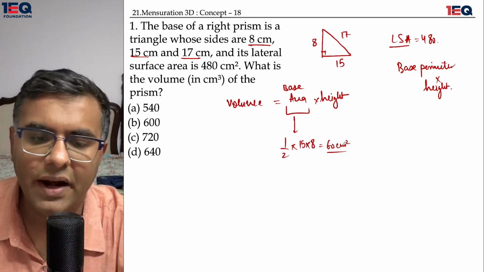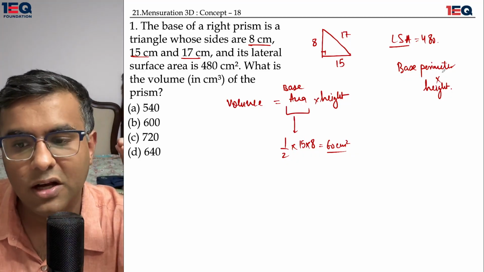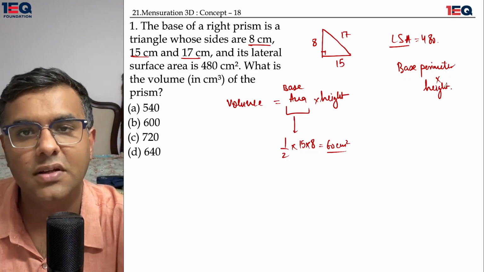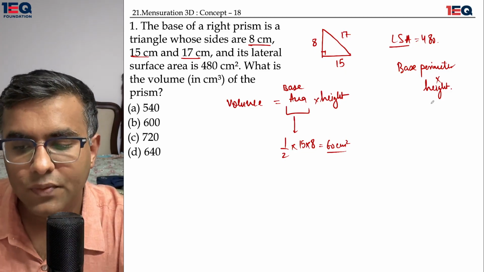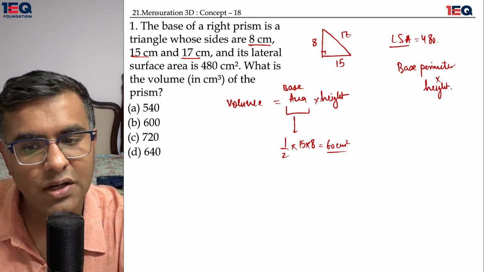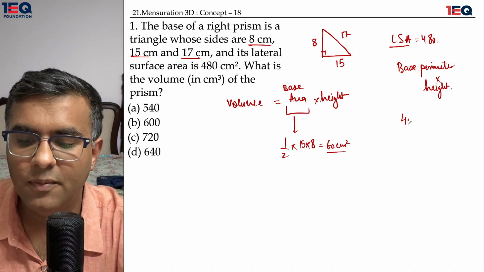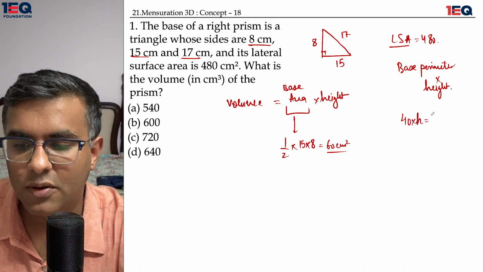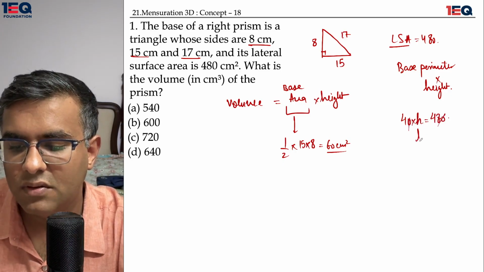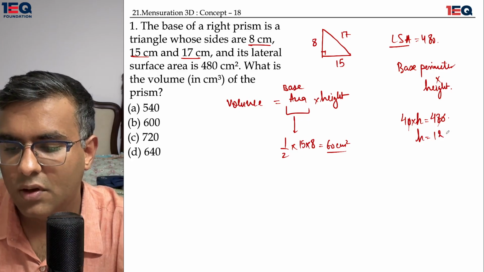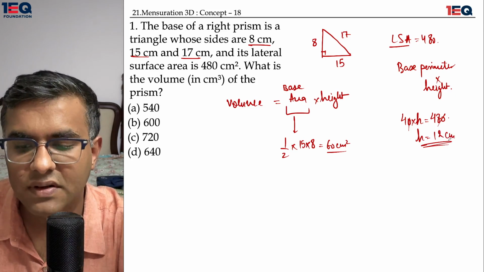Now I need to know the height. The height hasn't been given to me in the question. Talking about the base perimeter into height, which equates itself to the LSA, what would I do? I would say the base perimeter is something which I know. The base perimeter is 25 plus 15, which is equal to 40. So 40 into height is equal to LSA, which is 480. The 0 is gone with 0 and the height comes out to be 12 centimeters. The height comes out to be 12 centimeters.